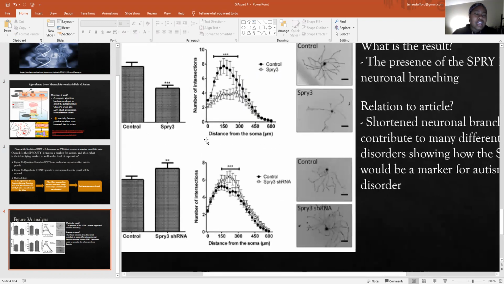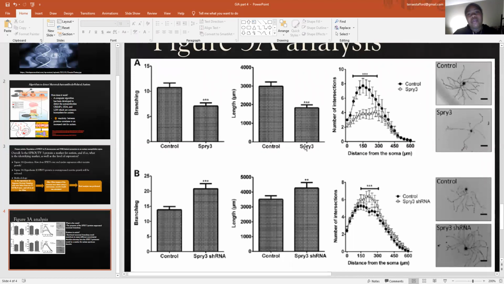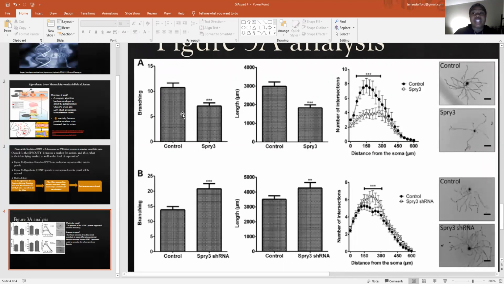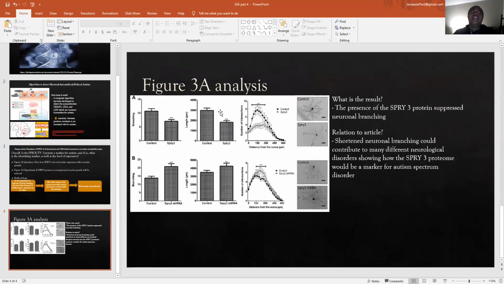Over here in the left-hand corner, we can see that the length is being measured in micrometers. And to support our hypothesis, the SPRI3 protein is measuring at about 2,000 micrometers, while the control is measuring at about 3,200 micrometers. So it's a very significant difference. And then for branching, significantly less as well, with the control having about 12, and the SPRI3 protein having about 6 or 7. So what are some of the limitations?